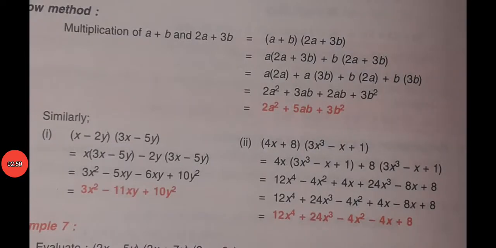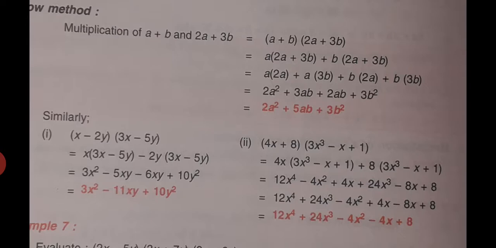Now let's multiply a polynomial by a polynomial. You can see the first example, a plus b into 2a plus 3b. That means a into 2a plus 3b plus b into 2a plus 3b.